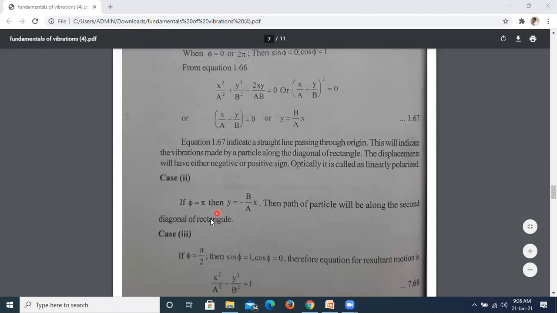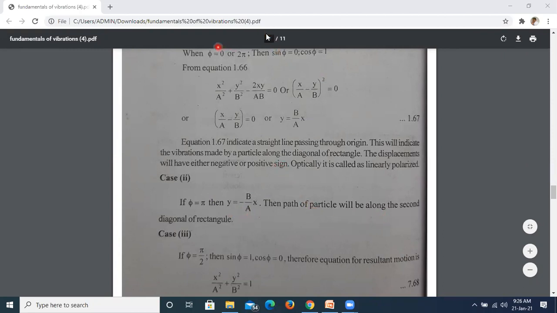For the phase difference phi equal to 180 degrees or pi radians, the resultant equation is y is equal to minus capital B by capital A into x. It is also y is equal to mx form, but here the slope is negative. Therefore, the path of the particle will be along the second diagonal of the rectangle.